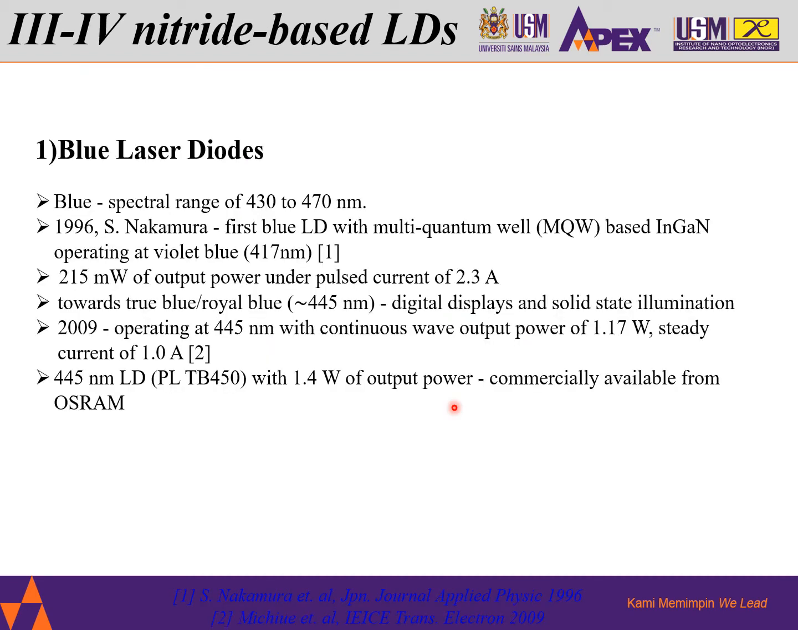Blue in a spectral range of 430 to 470. In 1996, Nakamura demonstrated the first blue LD with MQW based on GaN operating at a violet-blue 417. The LD offered 215 milliwatts of output power and a pulse current of 2.3 amperes.